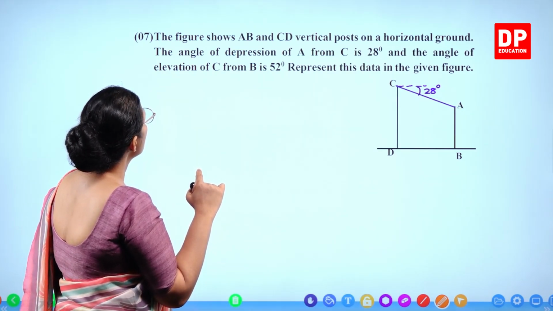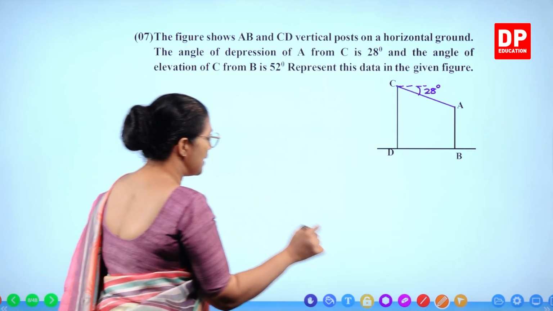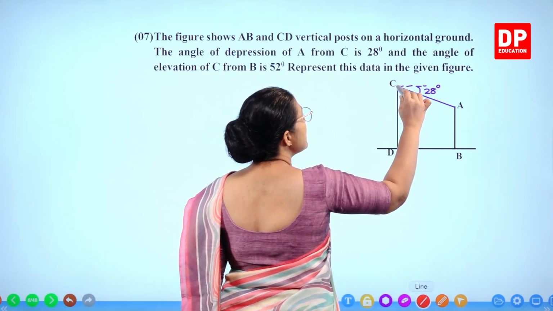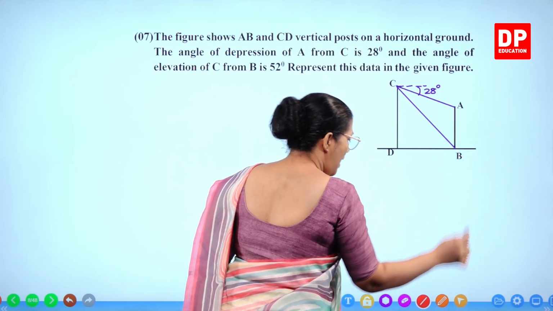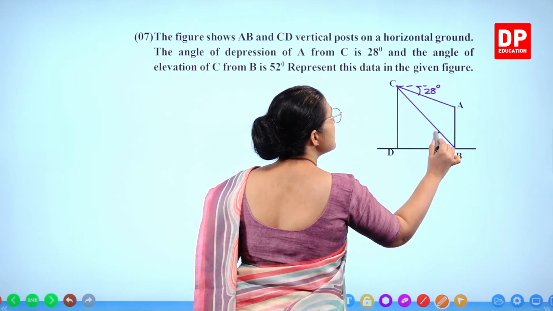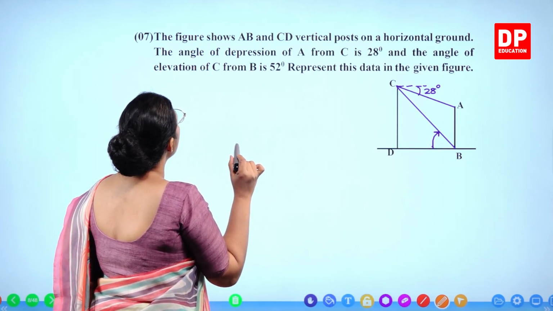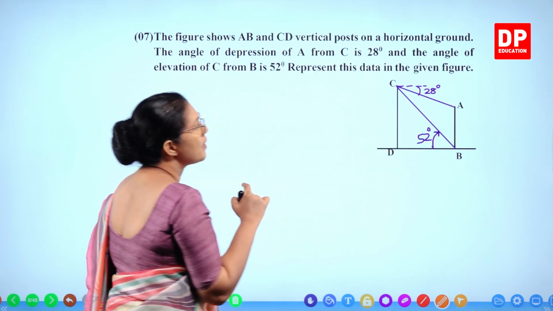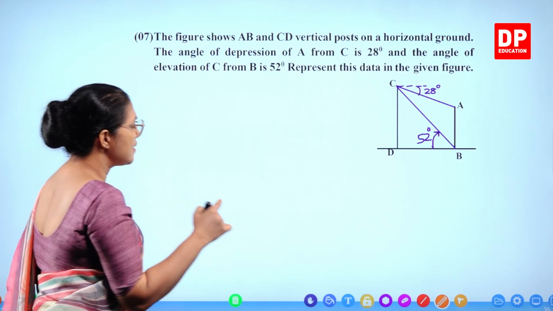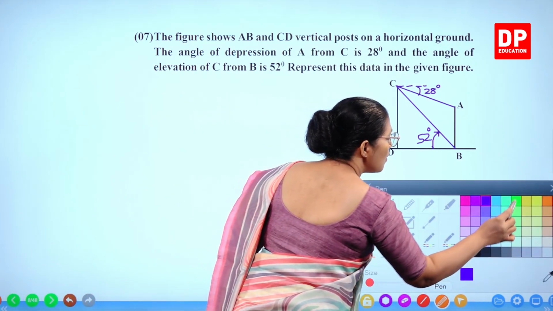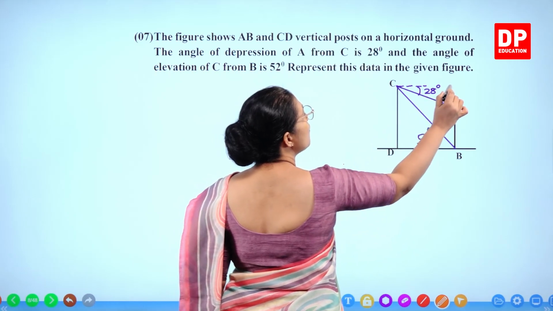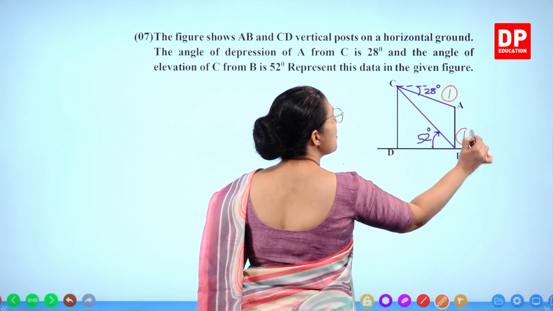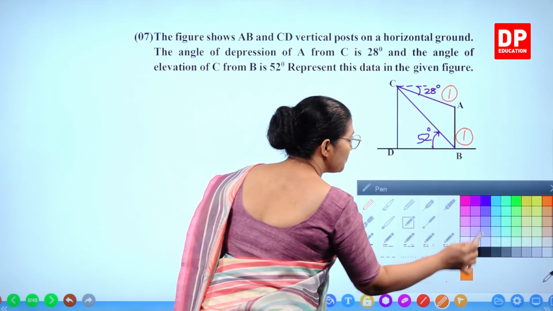Angle of elevation of C from B. That means C and B here. Angle of elevation is this angle. That's given as 52. So you can mark the 2 angles. So you get 1 mark each for that. 1 mark for marking this and 1 mark for marking this one.